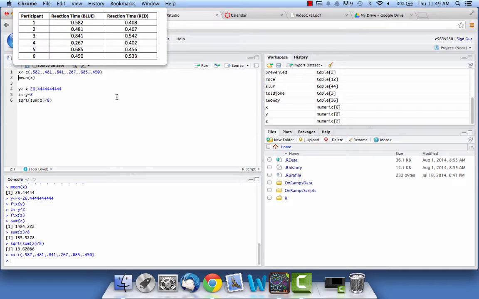Okay, so I'm going to concatenate. I'm going to run the mean. And then I'm going to make y that minus the mean. I'm going to square the values. Instead of dividing by 8, since there's 6 of them, I need to divide by 5. Okay, so the first one has 0.199.